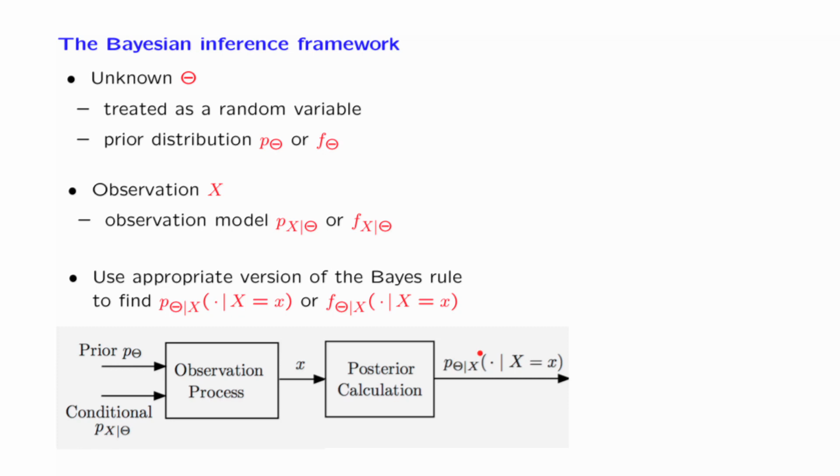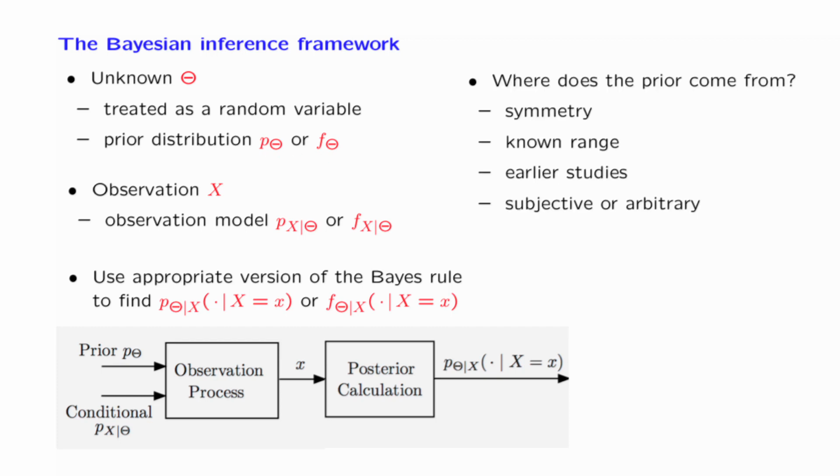There is one philosophical issue about this framework, which is where does this prior distribution come from? How do we choose it? Sometimes we can choose it using a symmetry argument. If there's a number of possible choices for theta and there's reason to believe that they're all equally likely, we have no reason to believe that one is more likely than the other, then the symmetry consideration gives us a uniform prior.